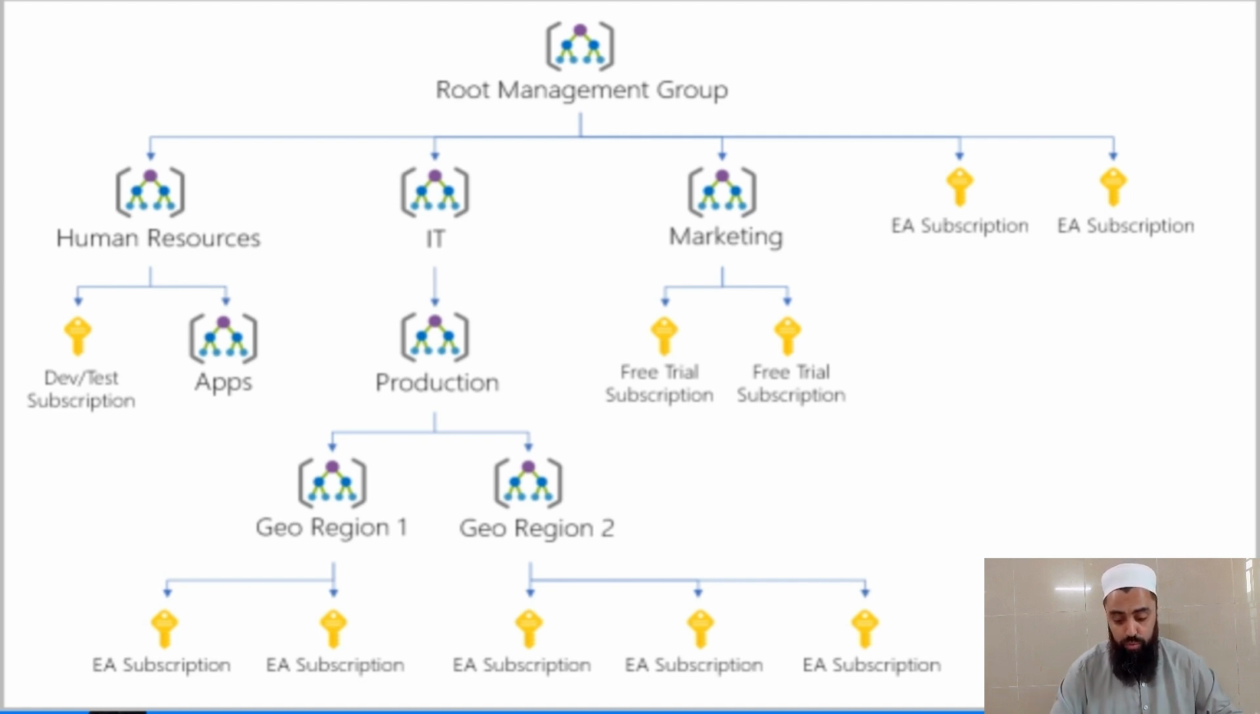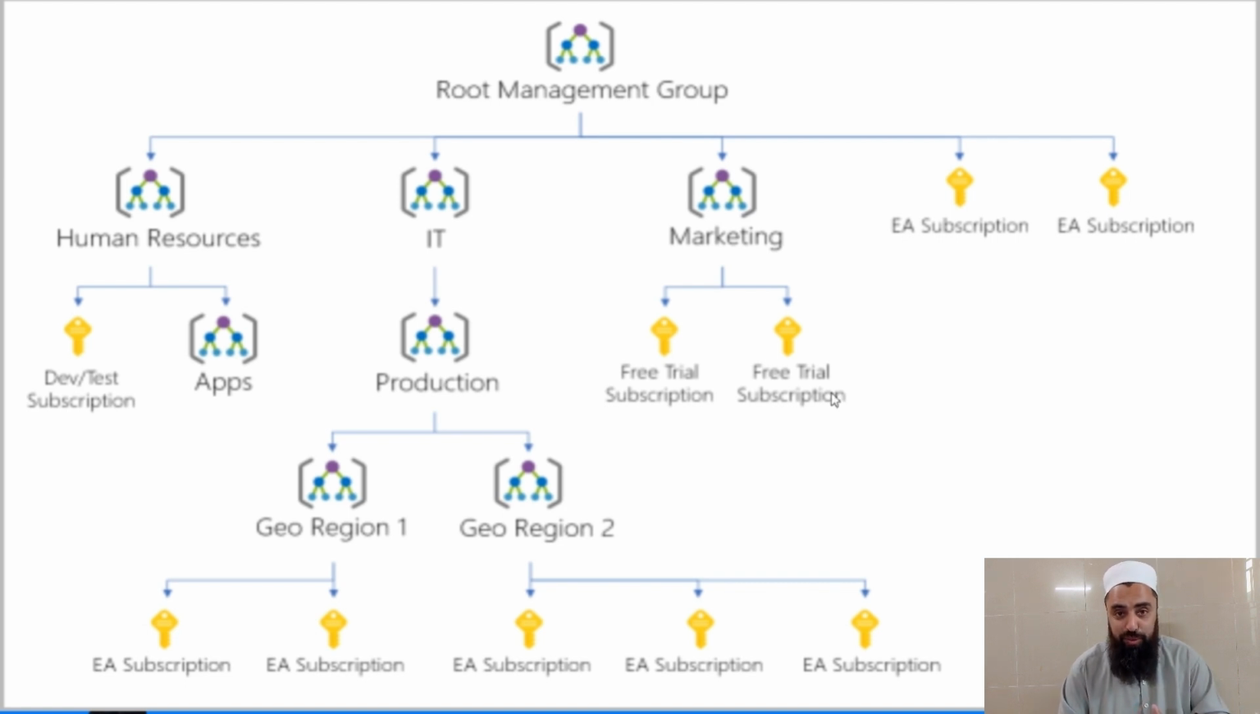Also, guys, there is one more important thing to understand. We can directly attach subscriptions to the root management group. And obviously, it is understood that the top management of that IT company will have access to the root management group. The IT department will have access to the IT resources, and that's how we can organize our infrastructure, secure our infrastructure, and also use proper authorization and authentication so that any employee in our IT company can use the resources on Azure.